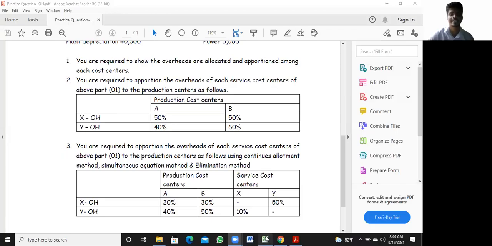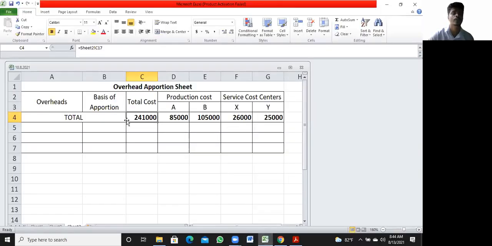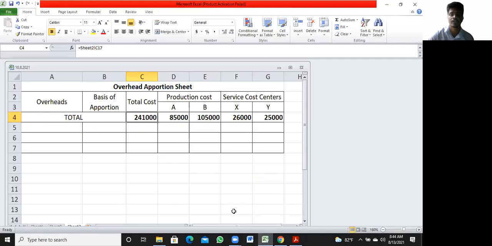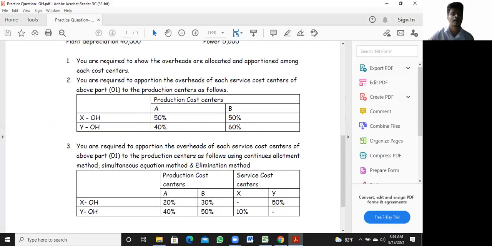Now we have identified the total overheads belonging to the two production cost centers A and B, as well as service cost centers X and Y. Now we are doing point 3. You are required to apportion the overheads of each cost center from part 1. That means we take this identified total cost to the production cost centers as follows.